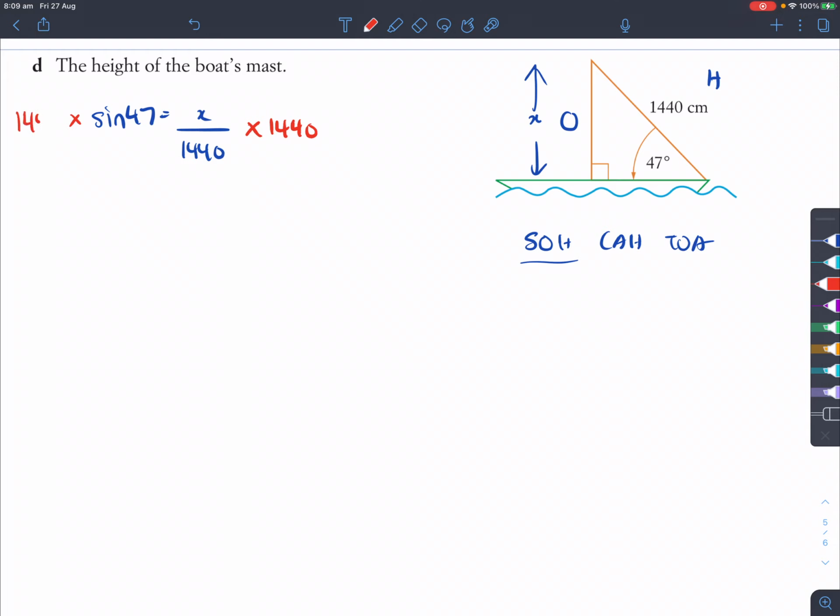Now we multiply by 1,440, so this cancels. So 1,440 times sine 47 is going to give us 1,053.14, and that rounds to around 1,053.1 centimeters. I should say also that whenever you're finding out something that's to do with the opposite side or the adjacent side, it must be less than the hypotenuse. So make sure that this number is less than that. That's how you check whether it is towards correct or towards not being correct. Okay?